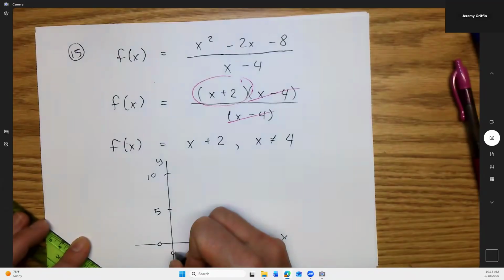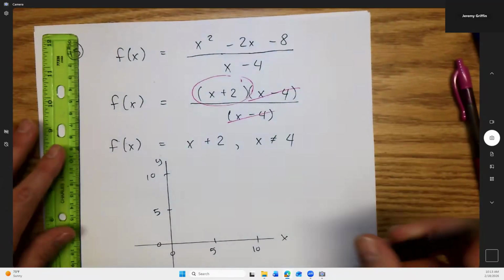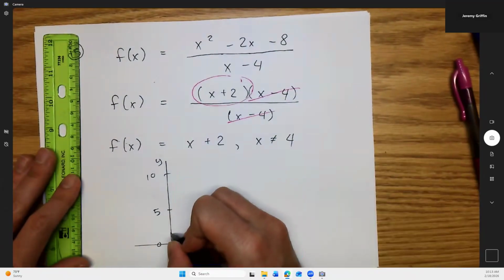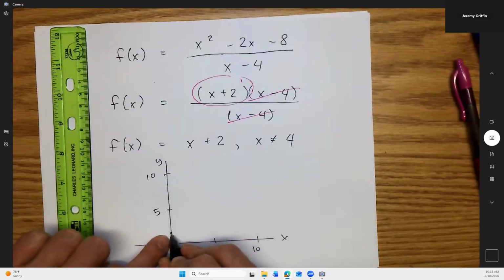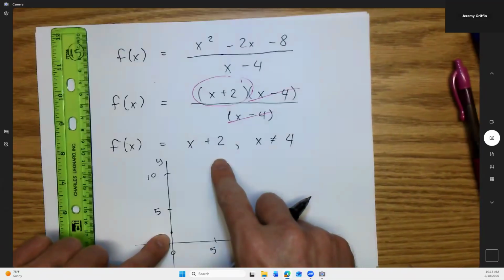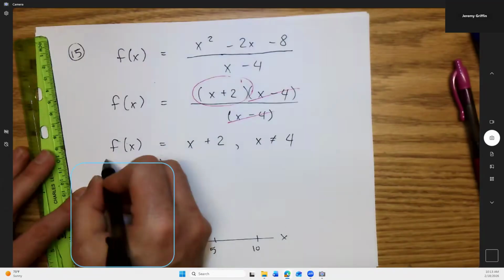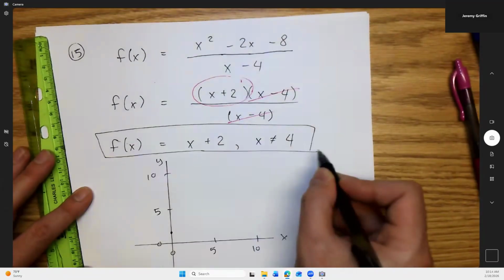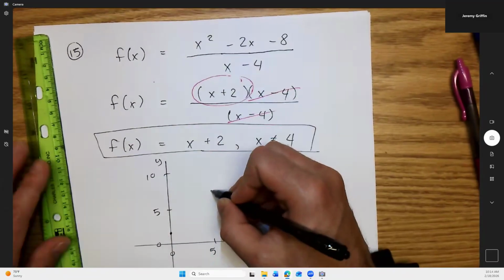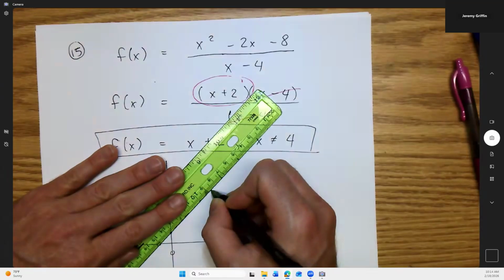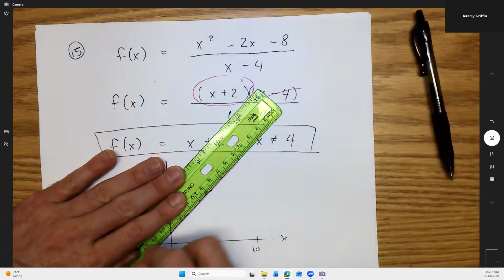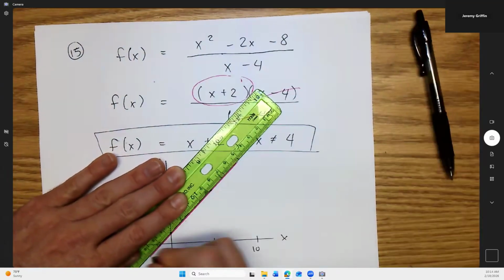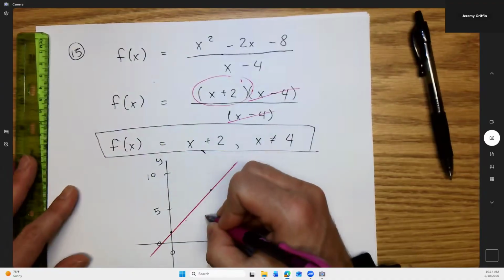Okay. Right, so let's graph this first. So plus 2 is like right here. I got a slope of 1. Right, so what we got right there. So up 1 over 1, and so on. It's going to go like this. Okay. So here's your graph. But remember, x is not allowed to be 4.